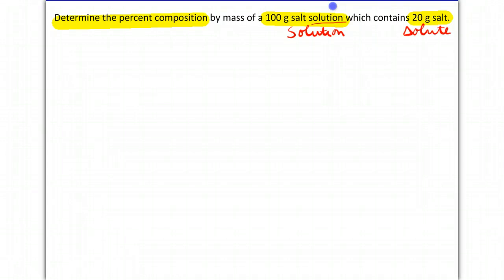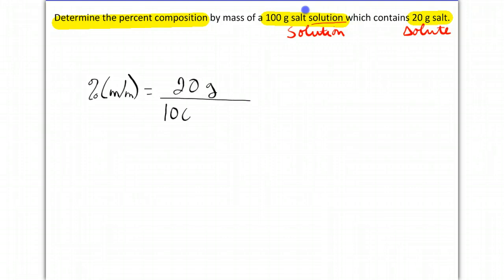So to determine our percentage, we're going to take percent mass by mass is equal to the grams of the solute, 20 grams, divided by the grams of the whole solution, which is 100 grams, times 100 to make it a percentage, and this is going to equal 20%. So the solution is 20% salt to water.